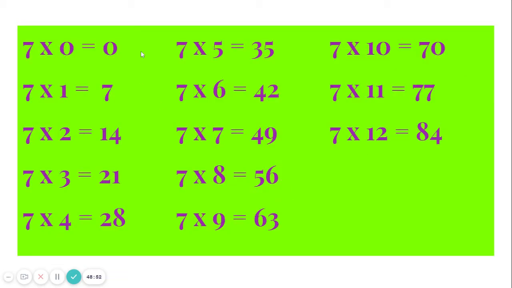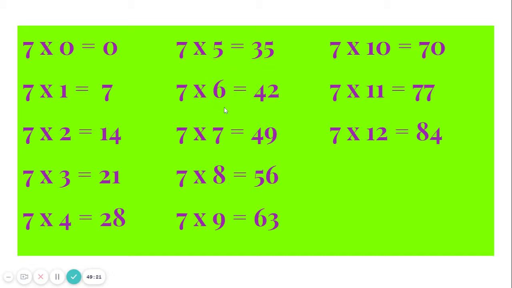All right, 7's tricks. Anything times 0 is 0. Anything times 1 is going to be the other number, 7. 7 times 2, 2 7s, double it, 14. 7 times 3, think about 3 weeks on the calendar, 21 days. 4 weeks on the calendar, 28 days. 7 times 4 is 28. Count your clock. 7 times 5, when it's pointing to the 7, 35.